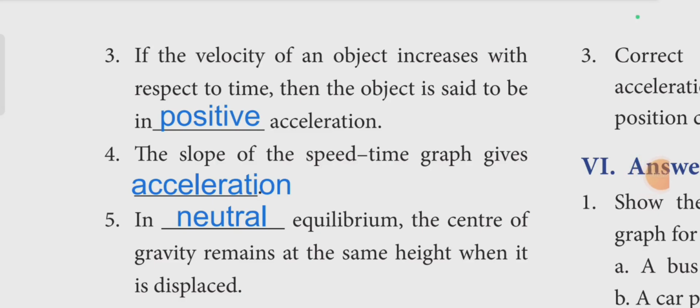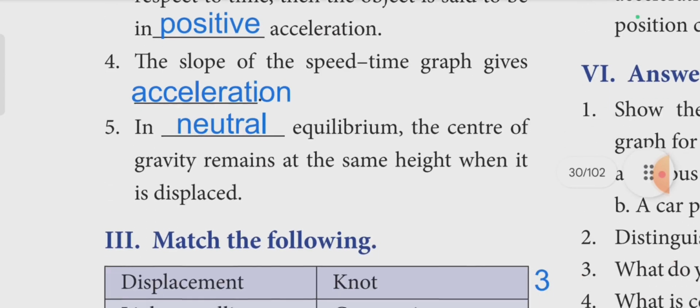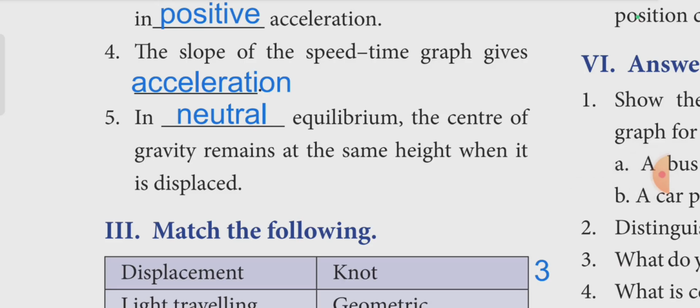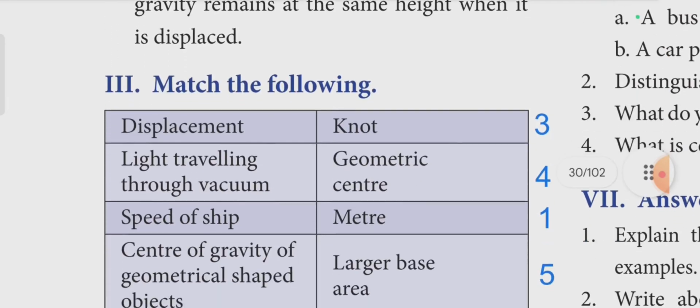If the velocity of an object increases with respect to time, then the object is said to be in positive acceleration. Fourth one, the slope of the speed-time graph gives acceleration. In neutral equilibrium, the center of gravity remains at the same height when it is displaced.